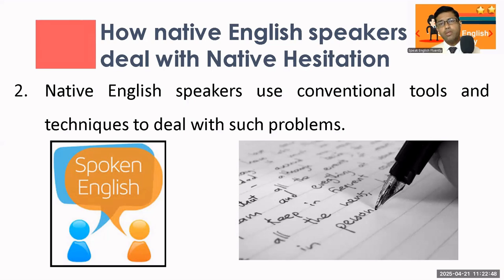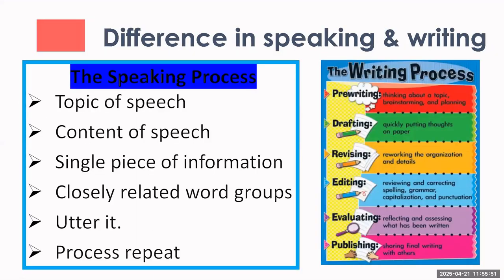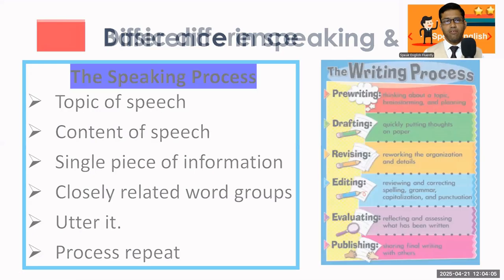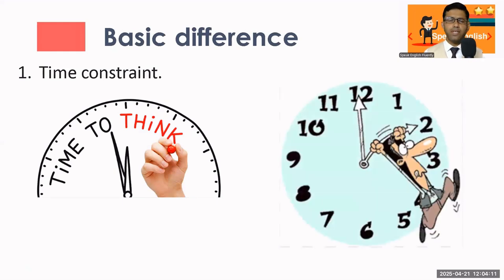And why is it so? It's because of a few basic differences between these two methodologies. Let's see some basic differences between the speaking process and the writing process. First basic difference is time constraint. When we write a sentence, we have enough time to think before we write. But while speaking, we have less than a second or 2 seconds to think before we speak.